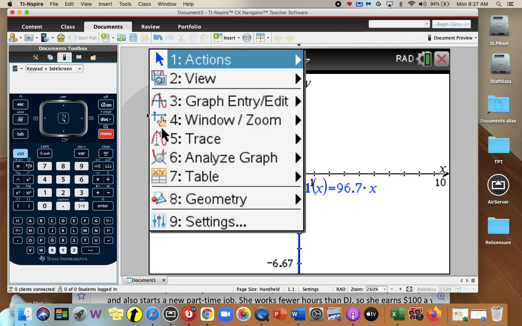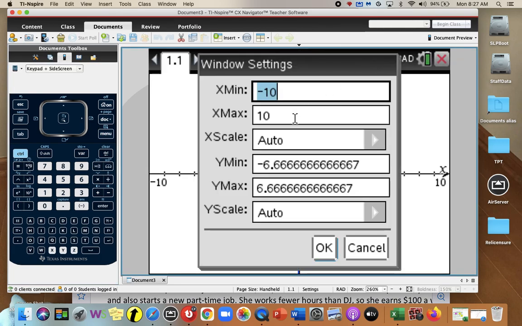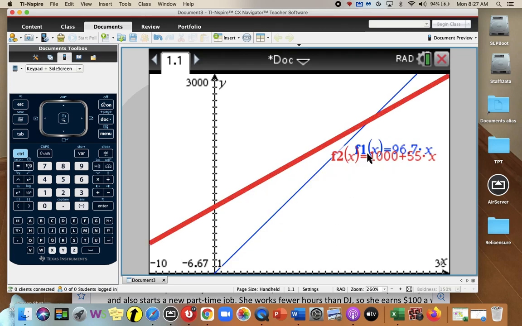So we're going to go to Menu, Window Zoom, Window Settings, and this is the number of months. Let's go out, I don't know, 3 years, what is that, 36 months? And we can adjust this if we need to. And then the cost, I'm going to go up to like $3,000. I don't know how much I'm going to need. Oh, that was a good guess.